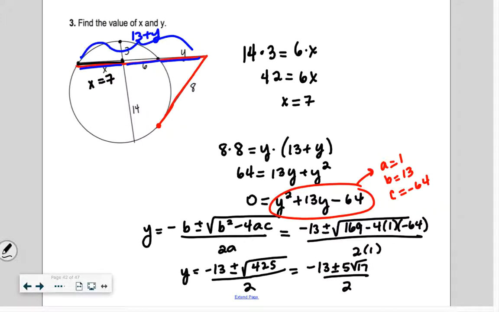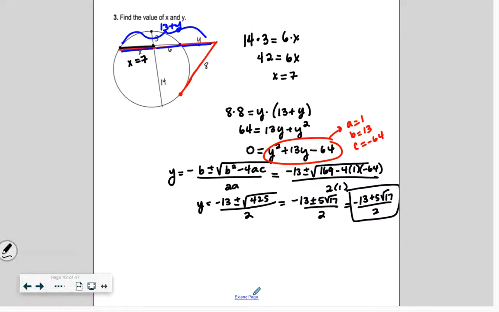And one of those does not work. Because think about it. If you take negative 13 and you subtract 5 root 17, negative 13 minus something, and then divide by 2, isn't that a negative number? Yes. Look at y. Is that going to be a negative number? No. So the only one that works is negative 13 plus 5 root 17 all over 2, which you can get as a decimal if you want. You just do negative 13 plus 5 root 17, hit enter, and then divide by 2. So like 3.808. You could use that.